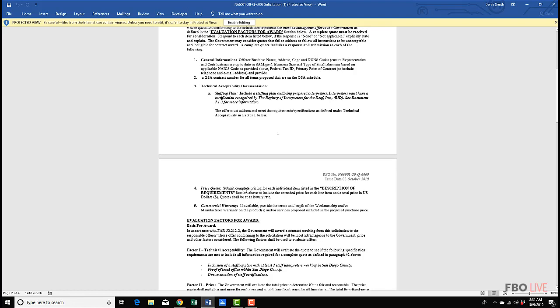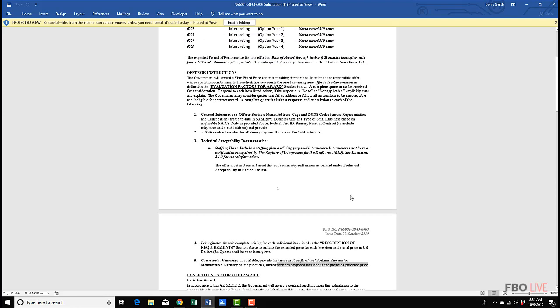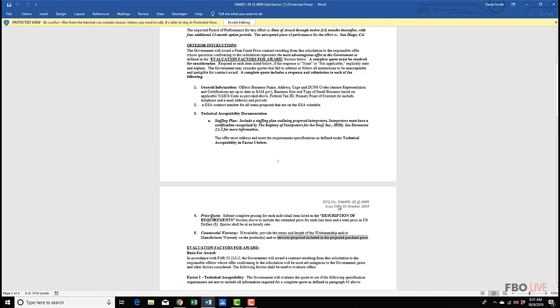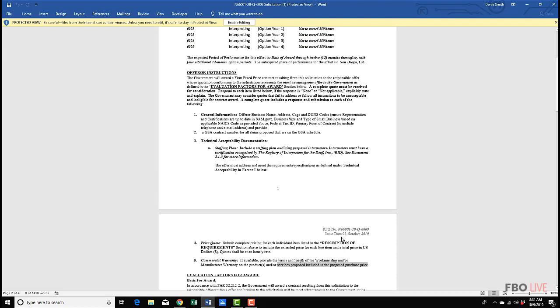In terms of a proposal response, there's nothing really to do there unless you happen to have something. I guess where it says or services proposed included in the proposed purchase price, so if there's some sort of additional complementary or supplementary service that you'll automatically be providing, I don't know. I'm trying to think, like, scheduling or some sort of coordination or education or something. I just don't know. Maybe if you have something like that, that would be a good spot for it, but I don't think that you would.